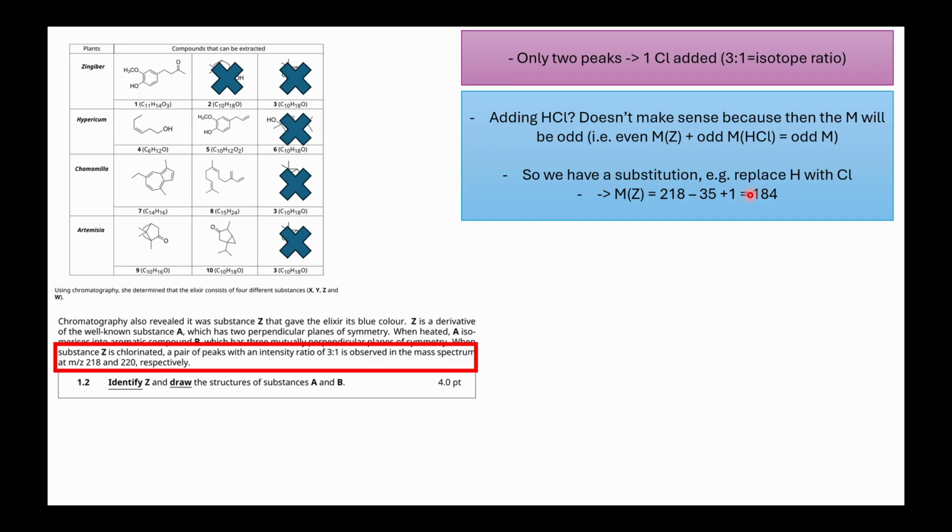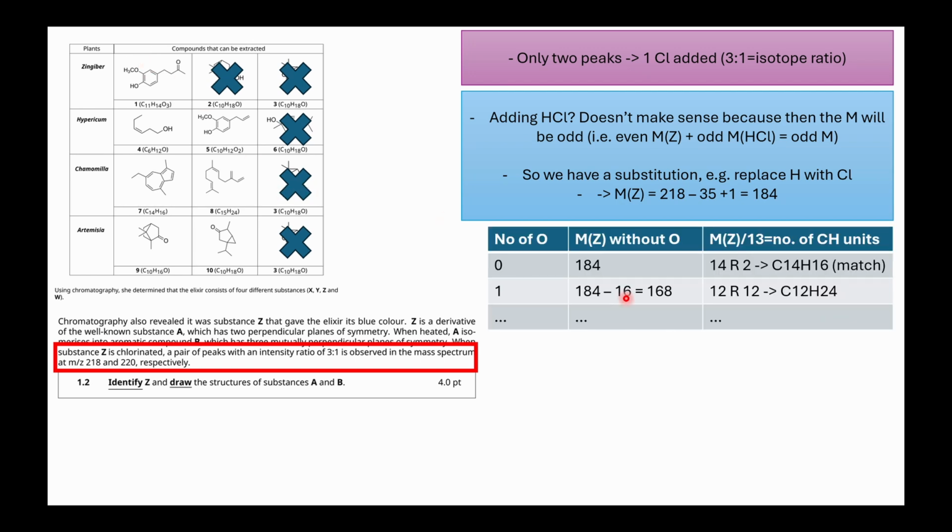So we're going to add one back, and as expected, we get an even number. So 184. Let's see if 184 corresponds to anything here, because that will correspond to the unsubstituted structure. You can just calculate all the masses here, because you don't have many compounds, and you can calculate them relatively quickly because you have a very powerful calculator in the competition.